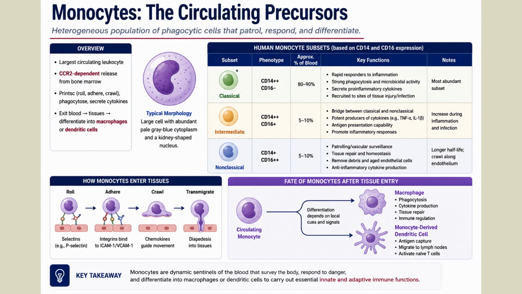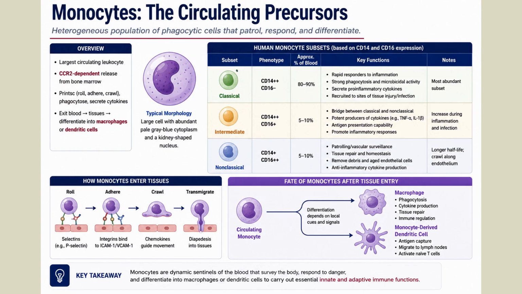And once recruited into tissues, monocytes can undergo substantial functional changes and, depending on the signals that they receive, can differentiate into cells including macrophages or monocyte-derived dendritic cells. So when you see a monocyte on a blood smear, you're looking at a circulating immune cell whose identity and function may change considerably after it reaches its destination.